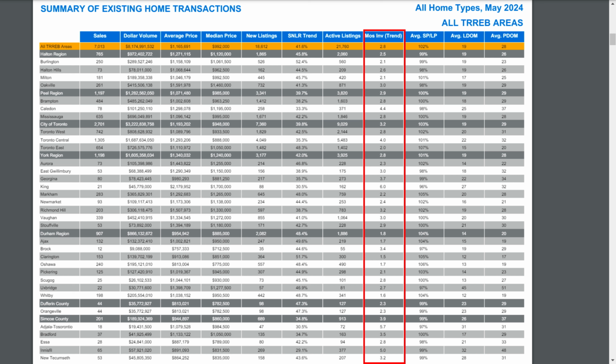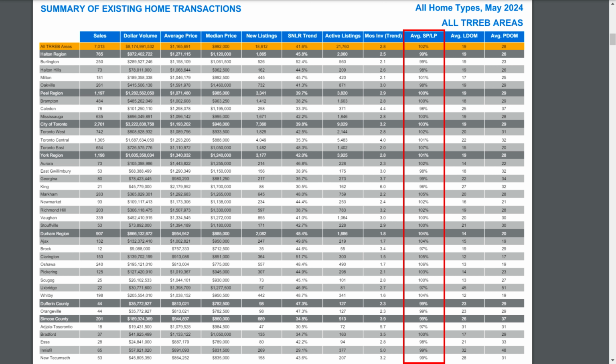Months of inventory trend. The months of inventory refers to the amount of time it would take to sell all active listings at the current sales pace. It's calculated by dividing the number of active listings by the number of sales from the previous month. Again, the trend part is referring to the use of a 12-month moving average. A higher number indicates a buyer's market, while a lower number suggests a seller's market.